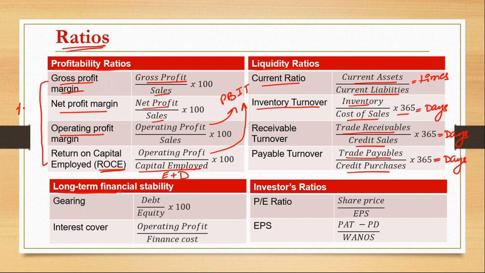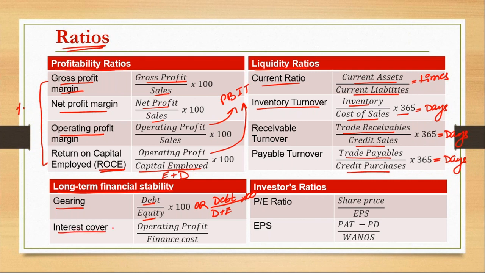Then we have some long-term financial stability ratios, and the first is gearing. Gearing is either debt divided by equity, or debt divided by debt plus equity into 100. Both formulas of gearing will give different answers, but the analysis will be the same. Abhishek, getting the point? Debt divided by equity and debt divided by debt plus equity will give different values, but the interpretation and the analysis will be the same.